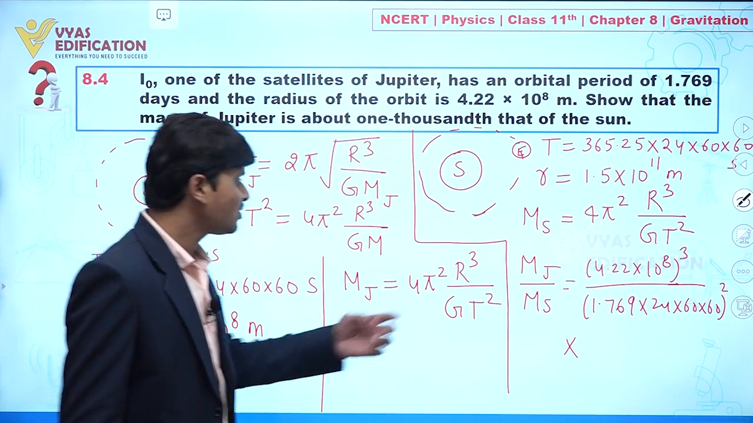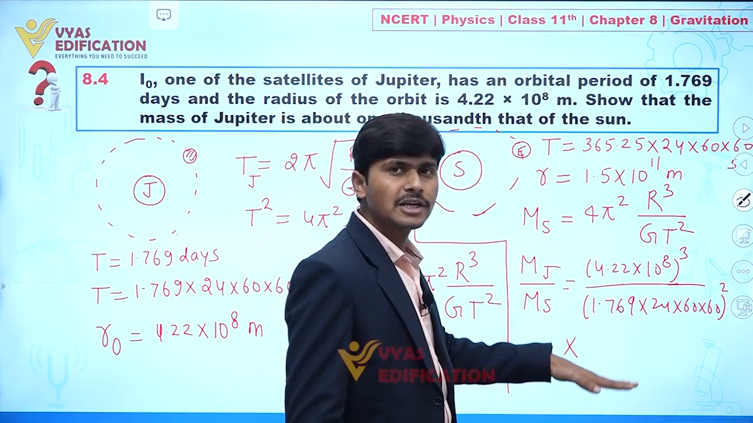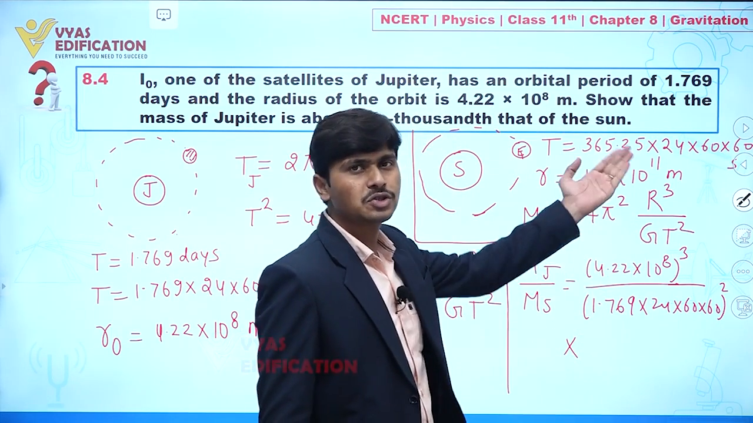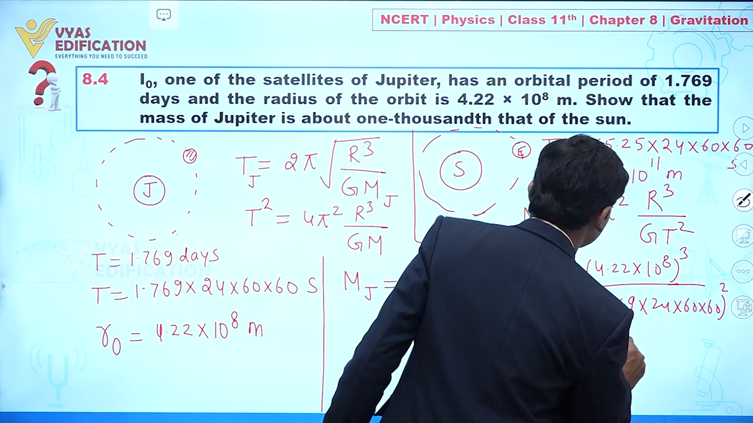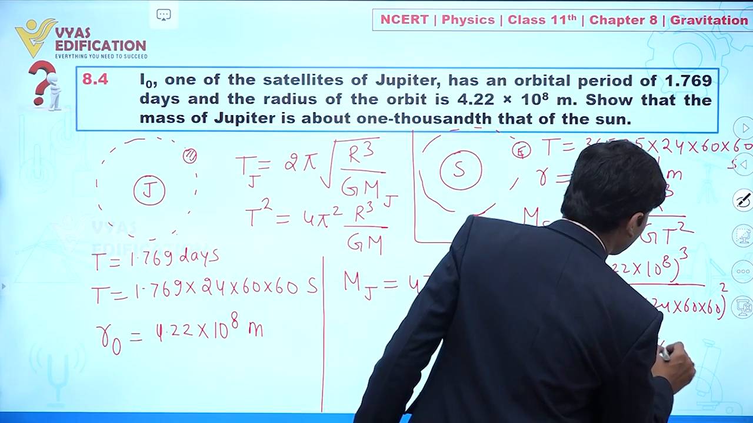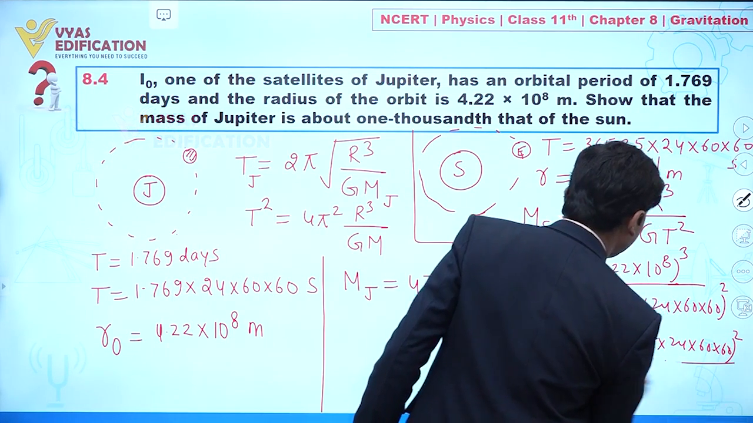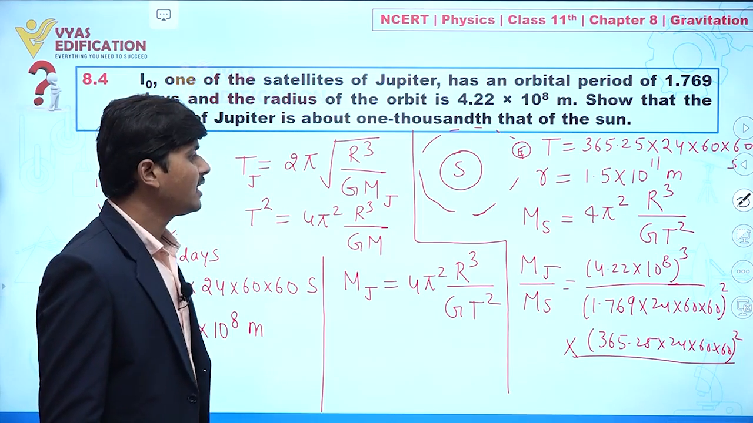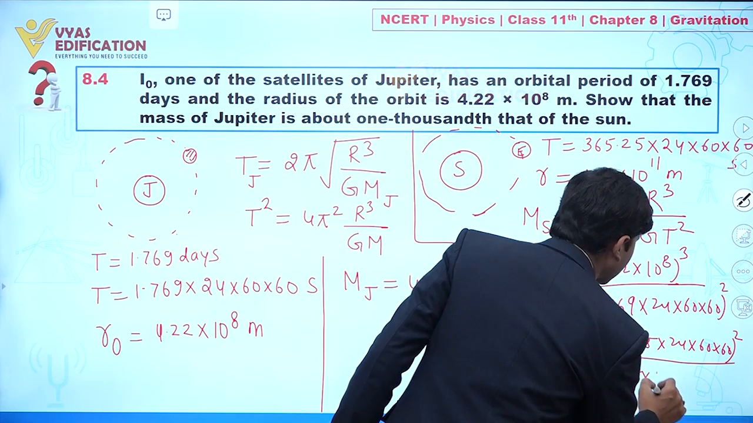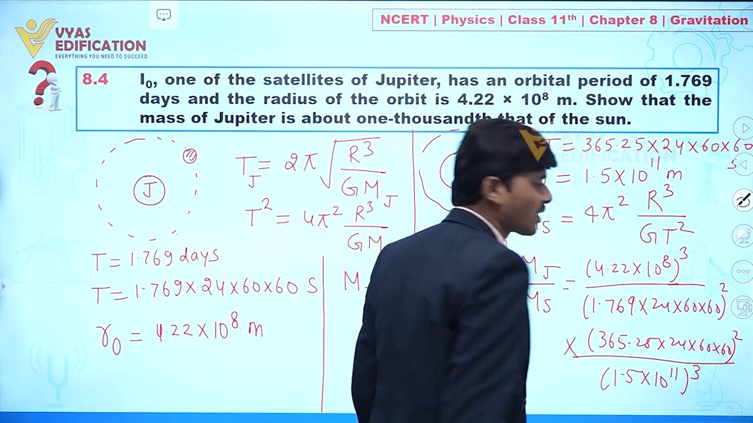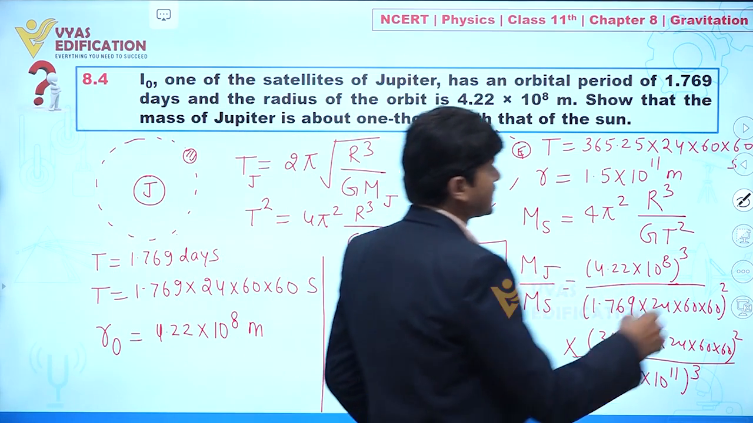Now we can say actually we are writing here ms in the denominator, so definitely the RQ part will come in the denominator and this t square goes to the numerator, clear. So the t value is given, so first I am writing here 365.25 into 24 into 60 into 60, and this is squared, divided by the distance, which is given as 1.5 into 10 to the power 11, whole cube, clear to you. Now if you simplify it, definitely here you can get your answer, clear.